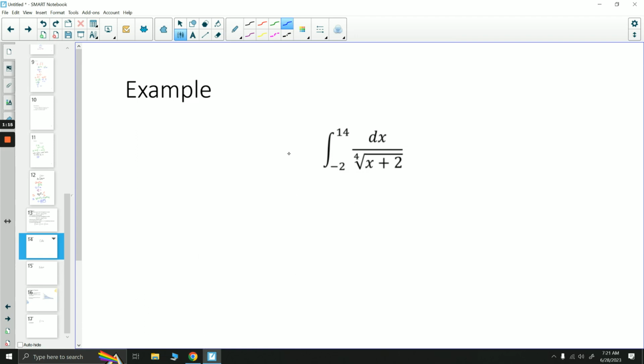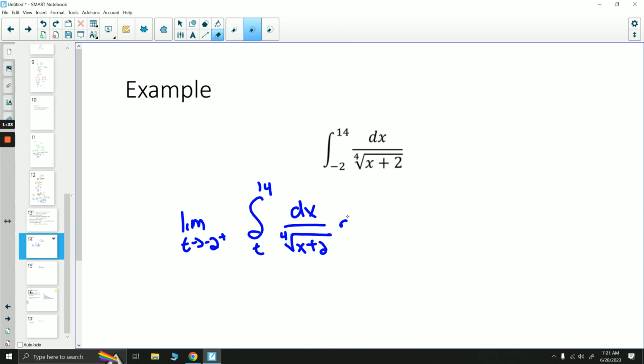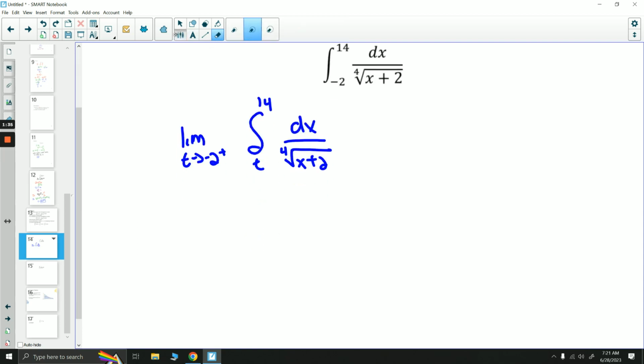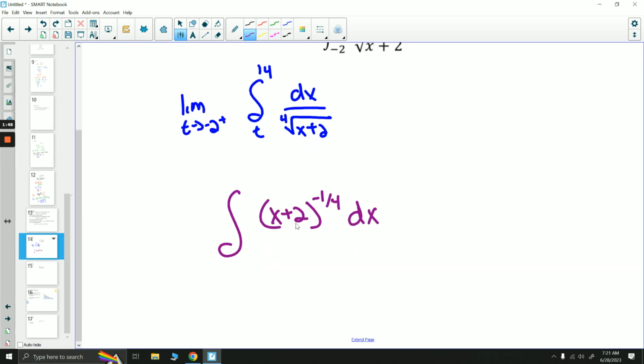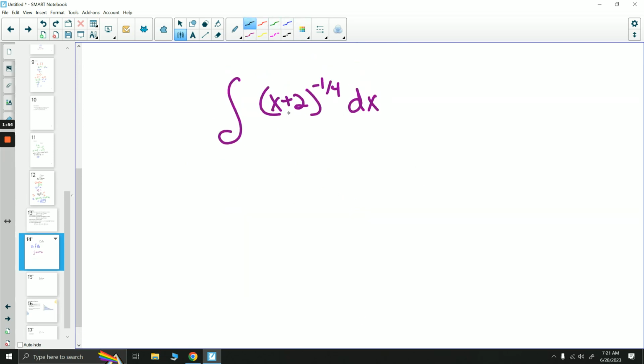So let's start by integrating it, but basically what we want to do is take the limit as t approaches negative 2 from the right of the integral from t to 14, dx over the fourth root of x plus 2. Okay, so this is what we want to integrate, and again, I tend to start with my indefinite integral. So I'm going to integrate (x plus 2) to the negative 1/4 dx. Now again, we can use u-substitution where u is x plus 2, but that is unnecessary. I did it on the previous one just to make sure there was no confusion. But on this one, I'm just going to skip that.